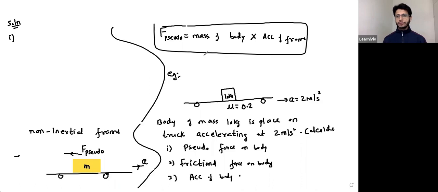So the solution of the first part: the pseudo force is basically mass of body multiplied by acceleration of frame. Here the mass of body is 10 kg. The acceleration of frame is 2 meters per second square. So that's 10 into 2, which is 20 Newton.